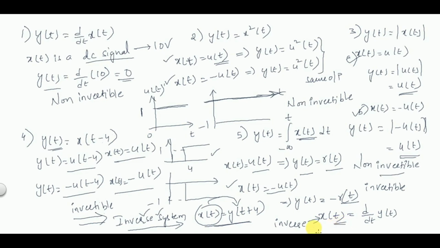Okay, so this is the procedure to find whether the given system is invertible or not. If it is invertible, you can find the corresponding inverse system. That is, we need x of t in terms of y of t. In this case, x of t is obtained by adding 4 to the time axis, so x of t is equal to y of t plus 4. And in this case, sending the integration to that side, you will get differentiation. So the inverse of integration is differentiation. We obviously know that. Okay, so this is about invertible and non-invertible systems.